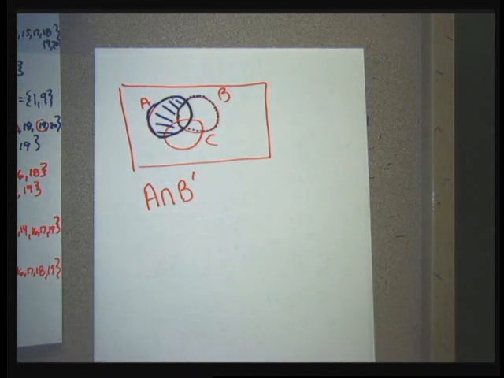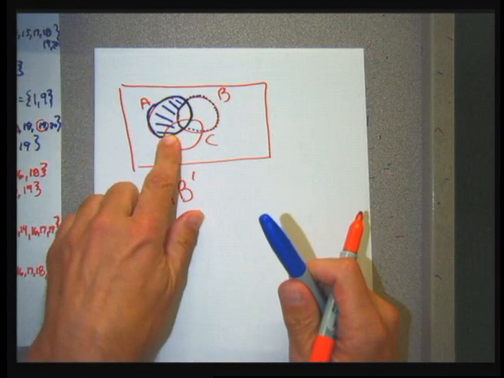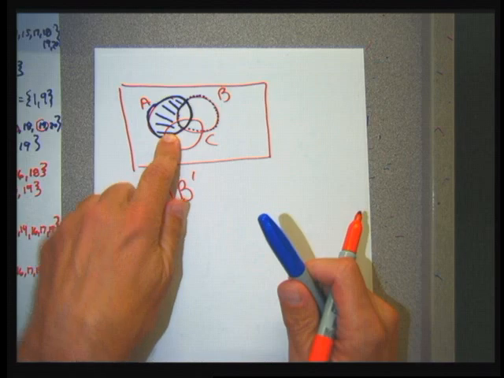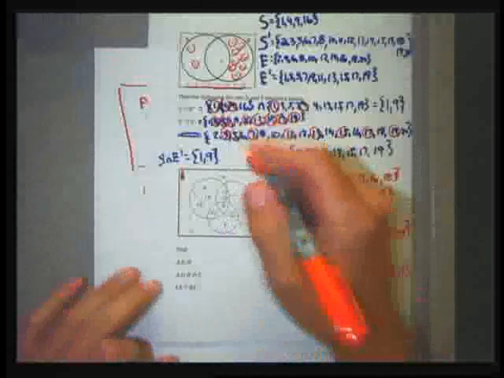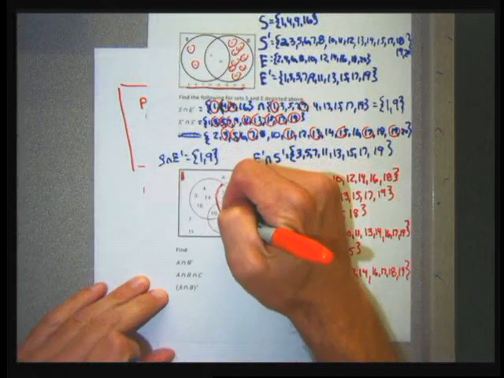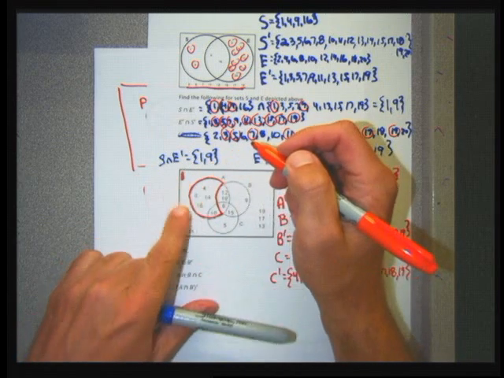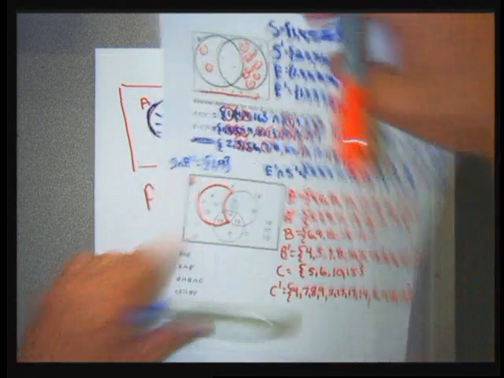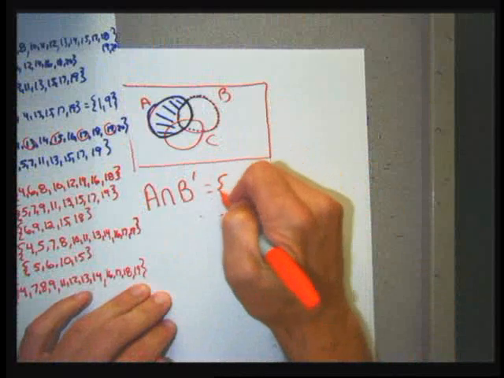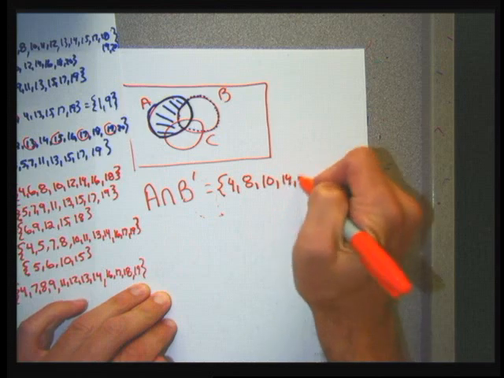So I look at the A circle, and I want to discount the part of the A circle that's inside the B circle. And this region right there, even though there's some region that overlaps with C, C has nothing to do with this problem. This region that's simultaneously inside of A and outside of B contains the numbers 4, 8, 10, 14, and 16. That's going to be the region that I want here. So I'm going to say A intersection B prime represents the set 4, 8, 10, 14, and 16.